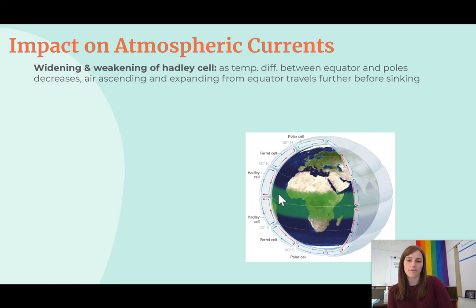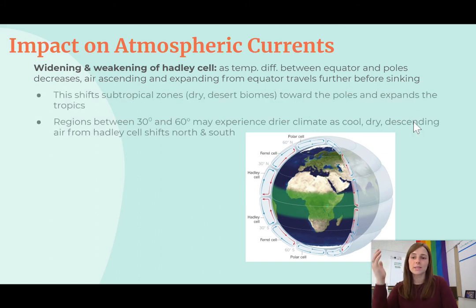So what we're actually going to have happen is it will be warmer and warmer, and it won't keep dropping until you get closer and closer to these cold regions. So it's going to be expanding even more, which means it's going to start sinking in different places. So it's going to start shifting our subtropical zones, the more dry desert biomes that we typically see around the 30-degree north and south latitudes. It's going to push it towards the poles, and it's going to expand the tropics, which is going to now start having desert areas in places where they weren't already.